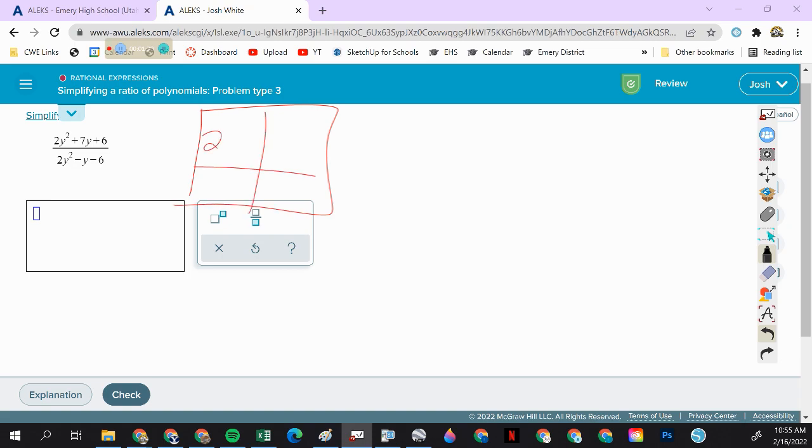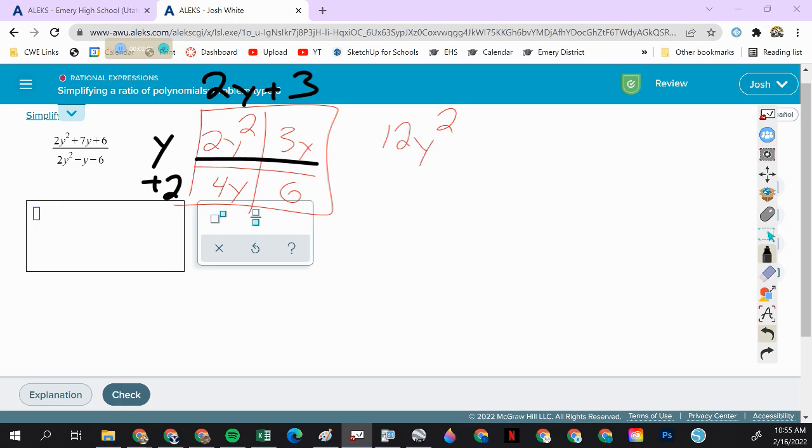I stick in 2y squared and 6, multiply those together, and I get 12y squared. Are there two numbers that multiply to be 12y squared and add to be 7y? 3 and 4. So 3y and 4y. In the top row, I pull out a y. When I pull out a y, I'm left with 2y plus 3. And when I pull a 2y out of the left column, I get plus 2. So the numerator factors into 2y plus 3 and y plus 2.